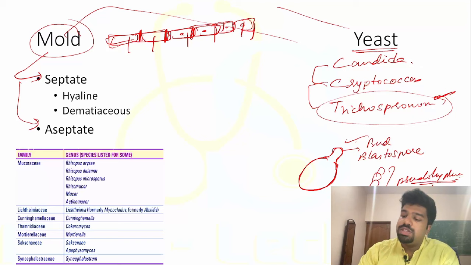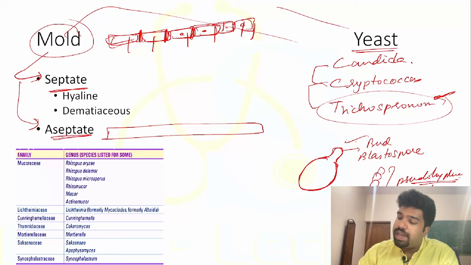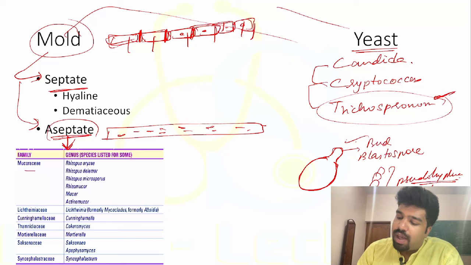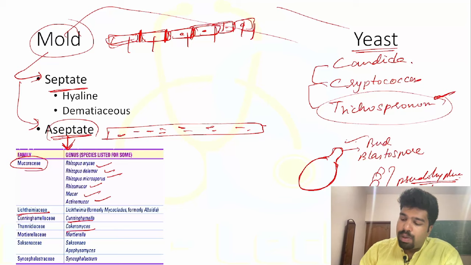On the other hand, you have aseptate. Basically, they're called coenocytic, or they have multiple nuclei like this and they don't have septa. These are basically your Mucorales. So look at the Mucorales, the family Mucoraceae: Rhizopus, Rhizomucor, Mucor and Actinomucor. Then you have Lichtheimia, Cunninghamella, Saksenaea, Apophysomyces, and Syncephalastrum. These are Mucorales. These are basically aseptate fungi.